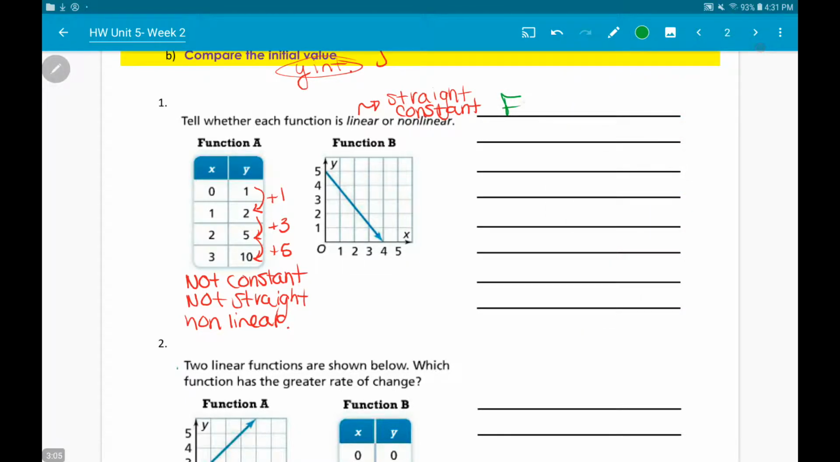So function A is non-linear because it is, let's be specific, because the y values are not constant.